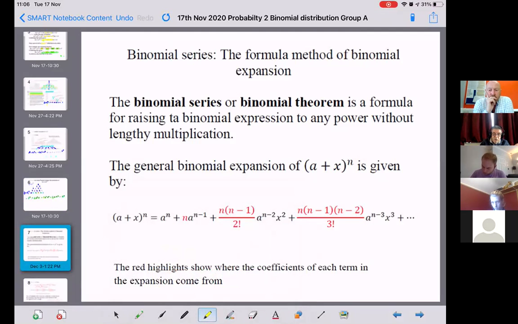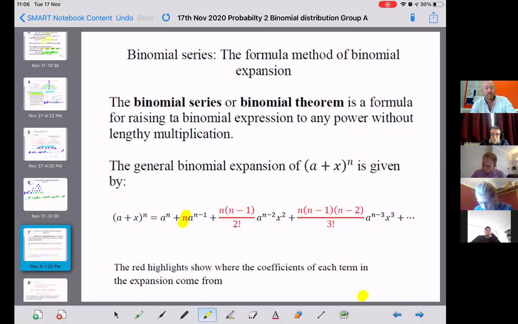So there's a coefficient of 1 on the first term. The coefficient of the second term is always n, and then the coefficient of the third term is n brackets n minus 1 over 2 factorial. I'll explain factorial in a minute. The fourth term is n brackets n minus 1 brackets n minus 2 over 3 factorial.